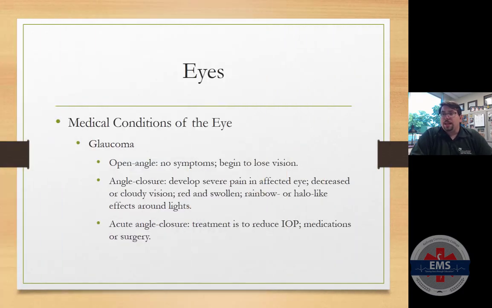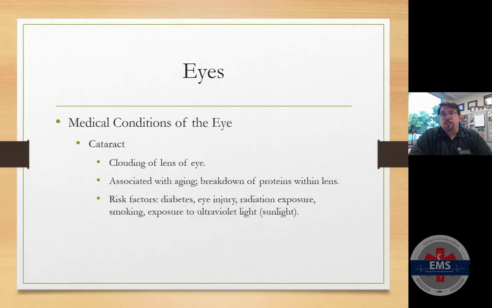We know with open angle glaucoma, there are no symptoms, but they all of a sudden begin to just lose their vision. Now, angle closure is a little bit different than open angle. Angle closure is going to present with the development of severe pain in an affected eye, decreased or cloudy vision, red and swollen eye, and rainbow or halo light effects around your vision as well. So you'll see these glowing arcs in your eyes. Regardless of what you're looking at with glaucoma, the main thing is to make sure that you're getting a good focused history on it to be able to recognize it.